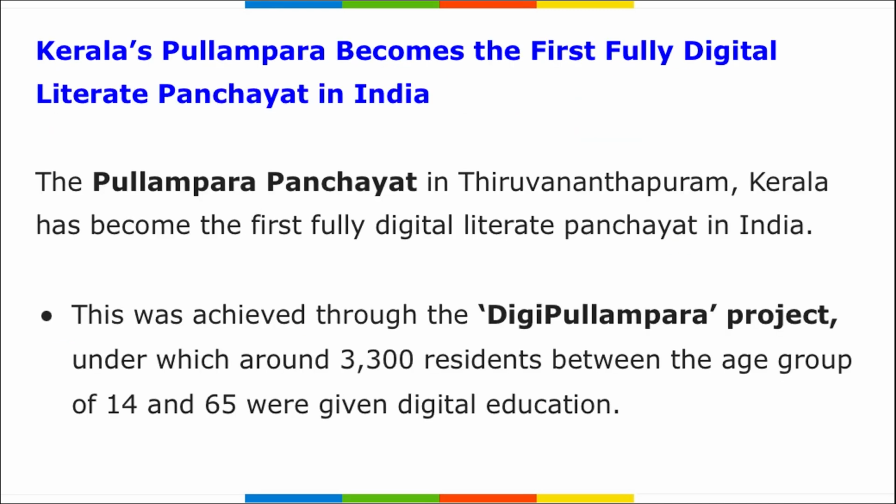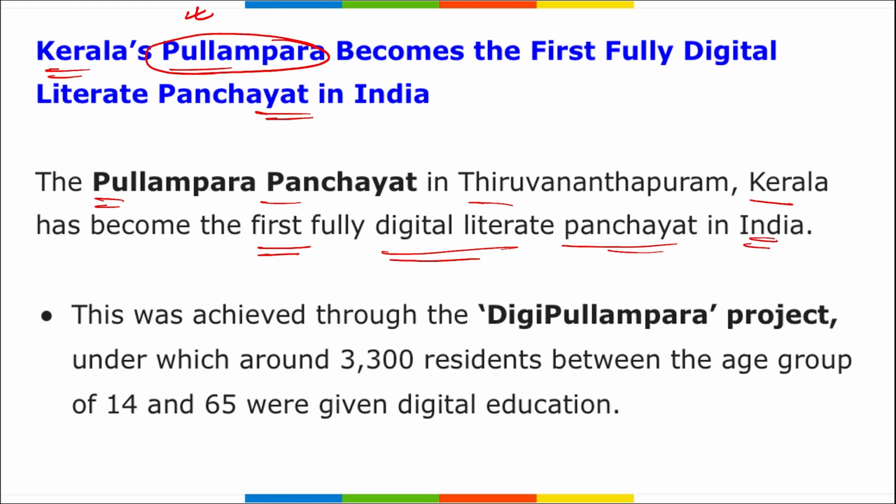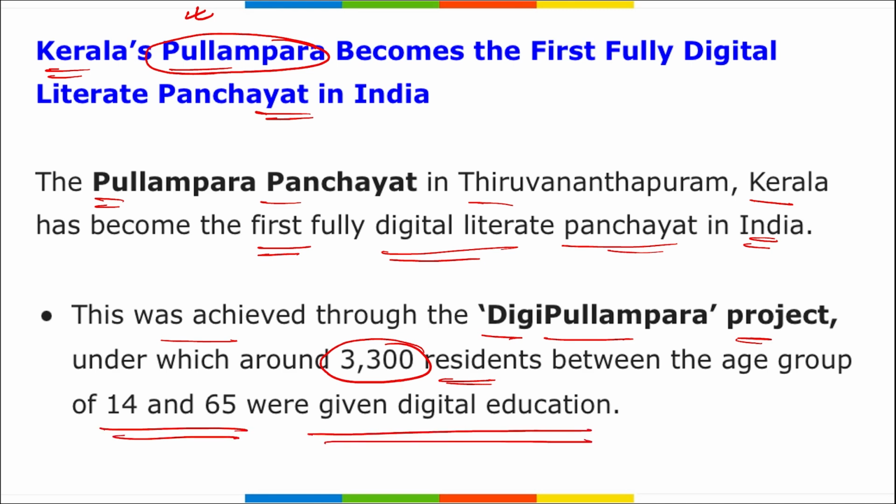All right. Next, Kerala's Pulampura, and very important, Pulampura is the first fully digital literate panchayat in India. A question can be asked: which is India's first fully digital literate panchayat? It will be Pulampura. And where is this Pulampura? This is in Kerala. Pulampura Panchayat in Thiruvananthapuram, Kerala became the first fully digital literate panchayat in India. This was achieved through the Digi Pulampura project, under which around 3,300 residents between the age group of 14 to 65 were given digital education.